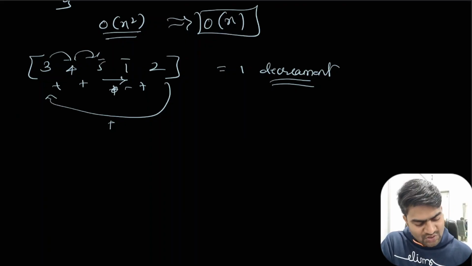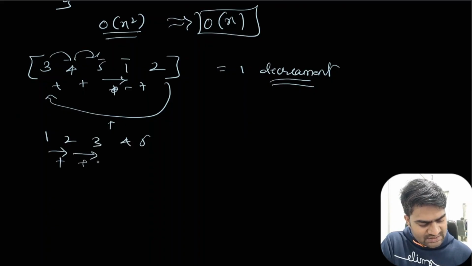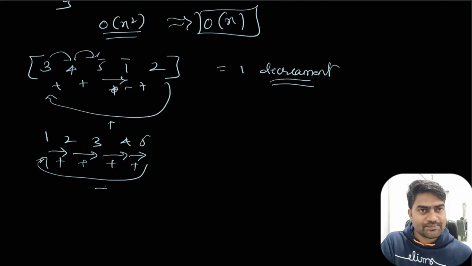If it is a proper sorted one, something like 1, 2, 3, 4, 5, then from here to here it is plus, here to here plus, here to here plus, here to here plus, and from here to here it is only minus. Correct, right? So here only one drop if you check the circular array part. So in both cases, whether the array is sorted or not, we are checking it in a circular way.